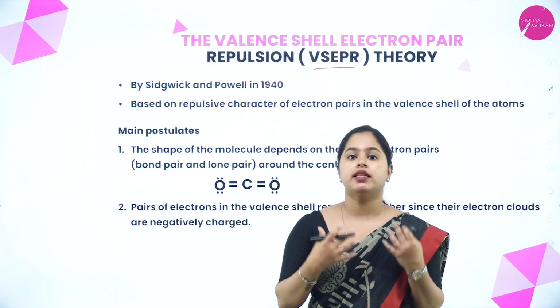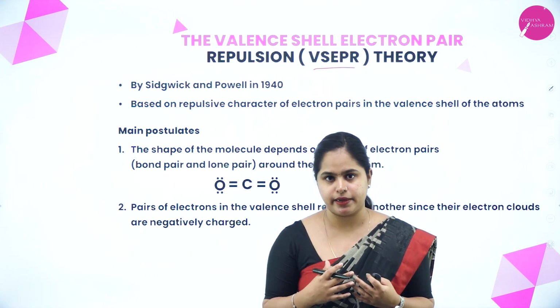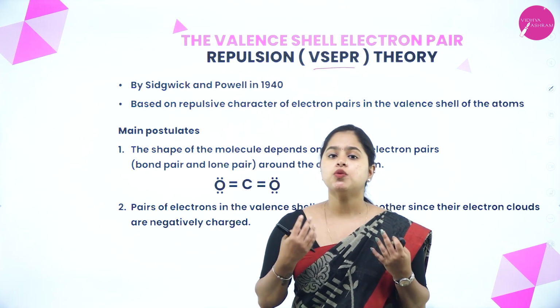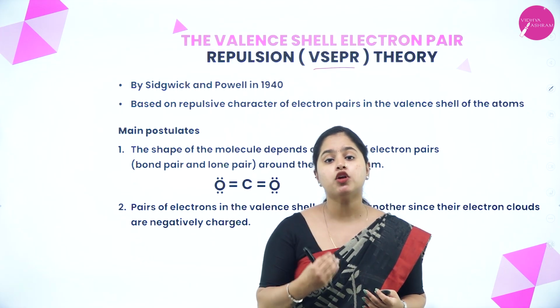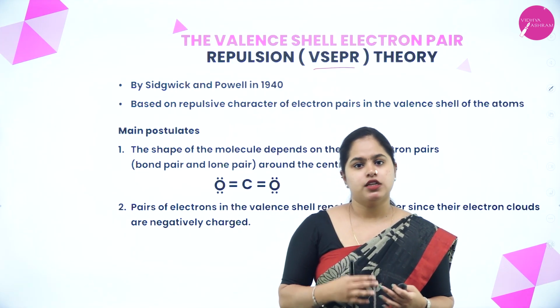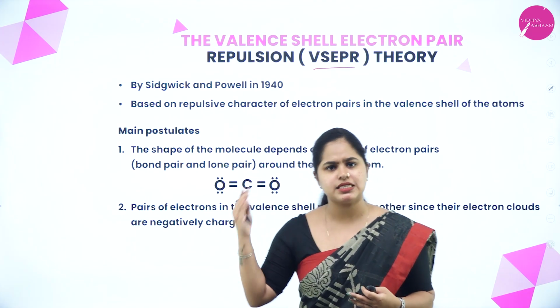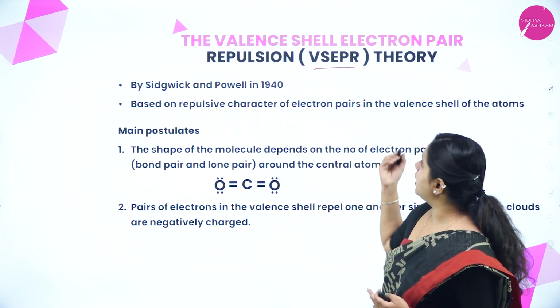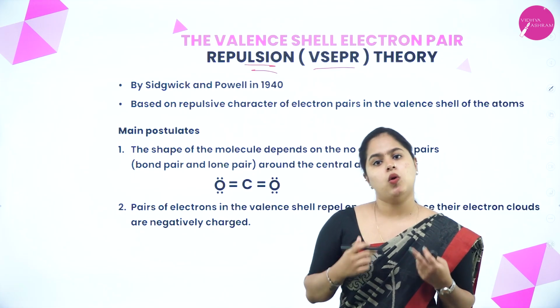Now, with the help of what can the shape of molecules be predicted? It is based on the number of electron pairs present around the central atom. So, before studying the different postulates of VSEPR theory, as the name says, valence shell electron pair repulsion theory, we know what is happening.